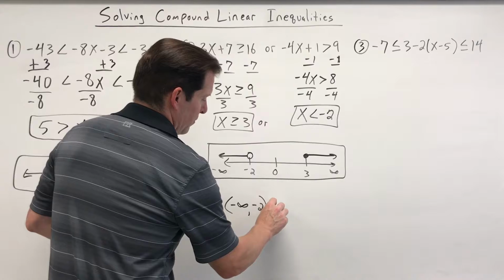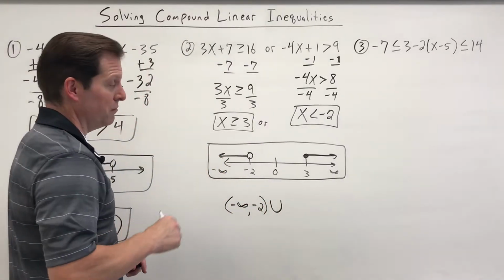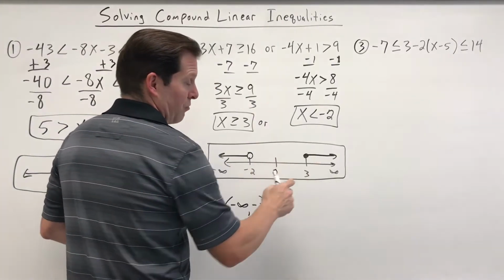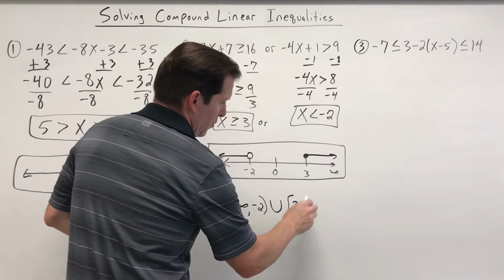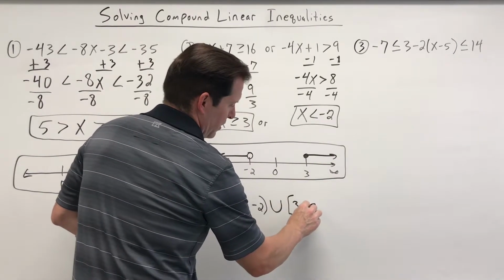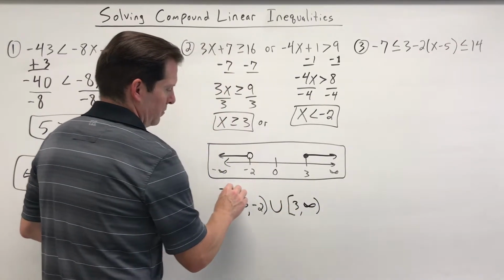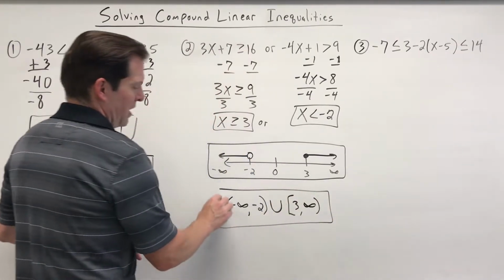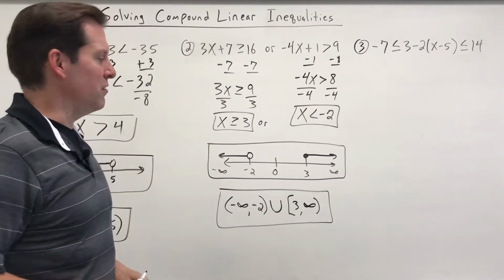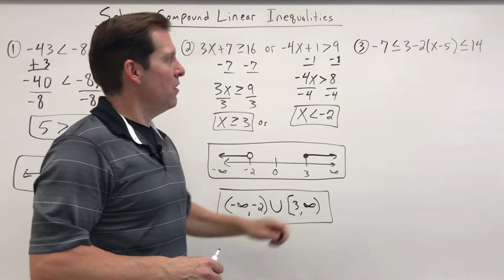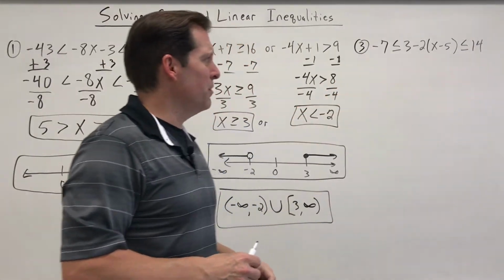Then we're going to join that with a capital U for union. And then we pick it back up at 3, and we're including the 3. So that's going to be a bracket 3 all the way to infinity with a parenthesis. So that is how we do our interval notation when you have an or statement where they go in opposite directions. All right, so let's look at number 3 here.